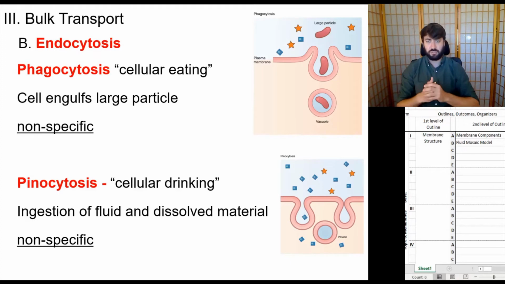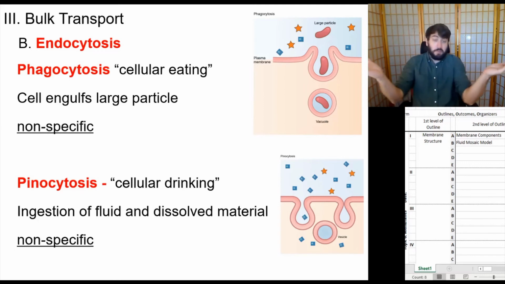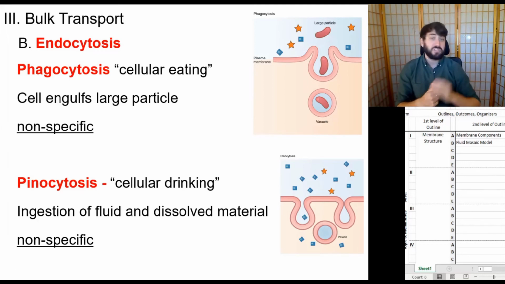Now, phagocytosis is considered cellular eating, and it's when a cell engulfs a large particle, like a really big protein maybe, or maybe even a smaller cell. Some cells actually extend a portion of their plasma membrane out and around these large particles, and then pinch off the vesicle to then get released inside of the cell.